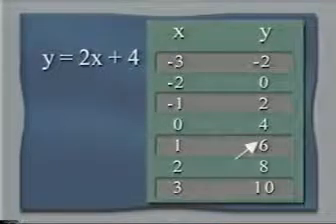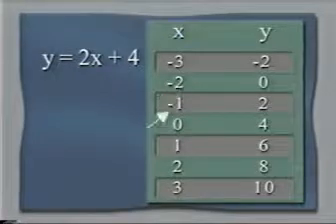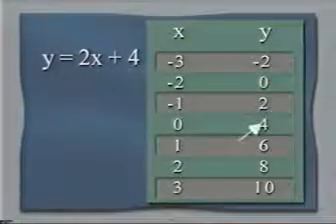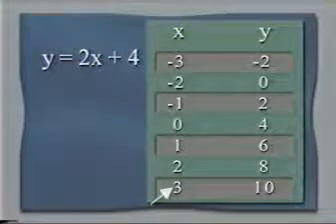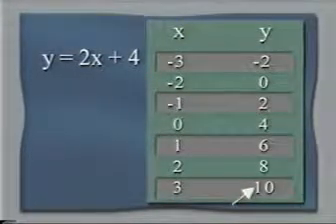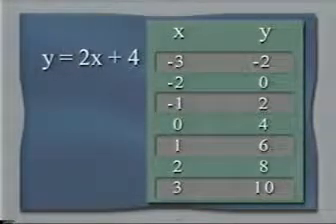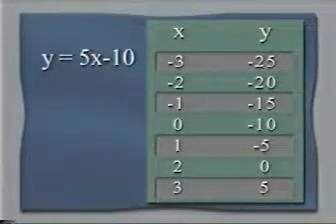increase of 2. If we increase x by 2, say from -2 to 0, y increases by 4, twice 2. And if we increase x by 5, then y increases by 10, 5 times 2. If we try another equation, y equals 5x minus 10, we notice that when x is 2, y is 0.